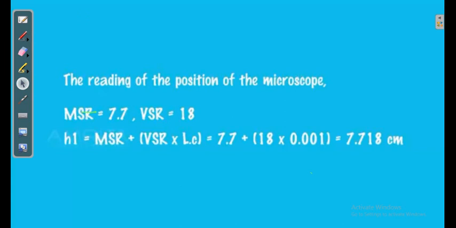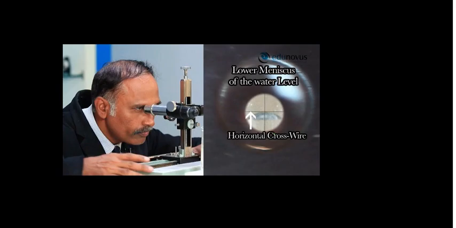Have a good look at the main scale reading and the least count of the vernier scale. So it is 7.718 centimeter. In other words, 77.18 millimeter. So let's go back to the board again. So this part, have a good look at. So this is how you observe it.